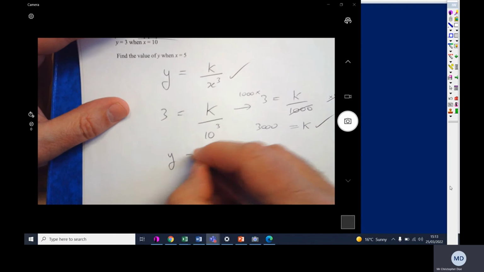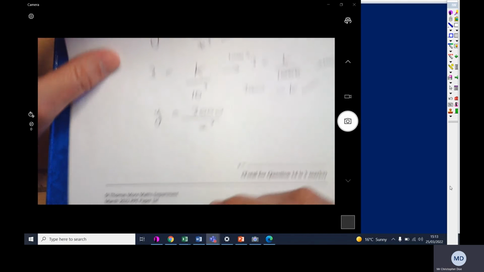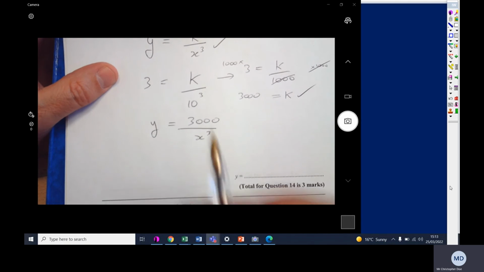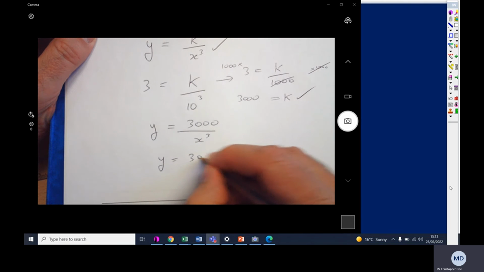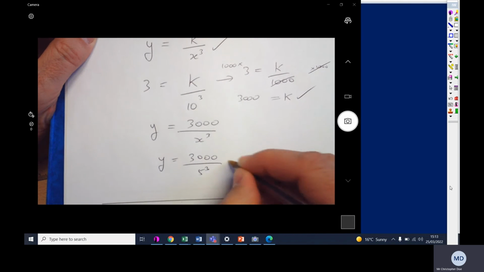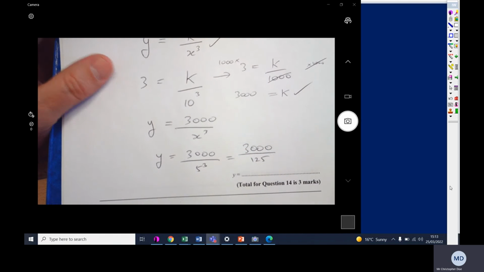So here's my formula. Y equals 3,000 divided by x cubed. And then I have to use that to find the value of y when x is 5. So 3,000 over 5 cubed, which is 3,000 over 125.